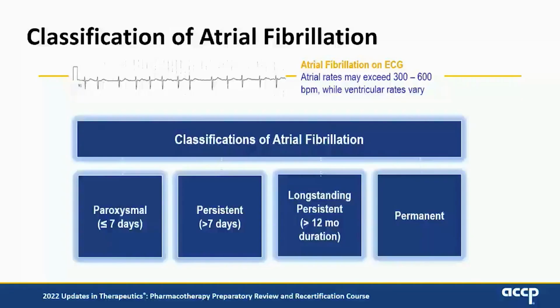We typically classify AFib based on how long it has been going on. A patient with paroxysmal AFib is somebody who goes into atrial fibrillation for less than a week at a time, and then normal sinus rhythm is restored. A patient with persistent AFib has been in AFib for at least a week, and then long-standing persistent for at least a year. Permanent AFib is more of a decision between that patient and their provider to abandon attempts at restoring normal sinus rhythm. So instead, we are going to focus on symptom management and not necessarily try to restore normal sinus rhythm.